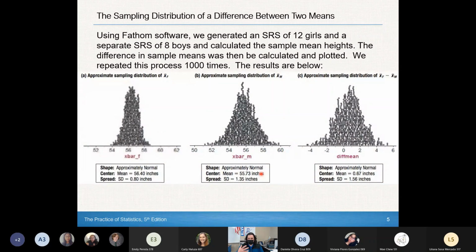So we do some distributions here. They use their Fathom software again. We generated an SRS of 12 girls and a separate SRS of 8 boys and calculated the sample mean heights. The difference in sample mean heights was then calculated and plotted. We repeated that process 1,000 times, and the results are below. Right, so they have the sampling distribution for the sample mean heights for the 10-year-old girls, and again for the 10-year-old boys, and then the difference.